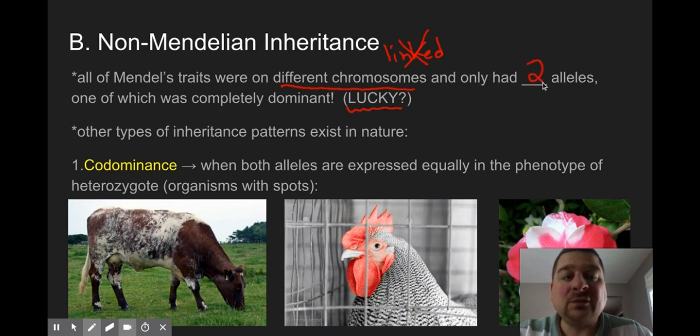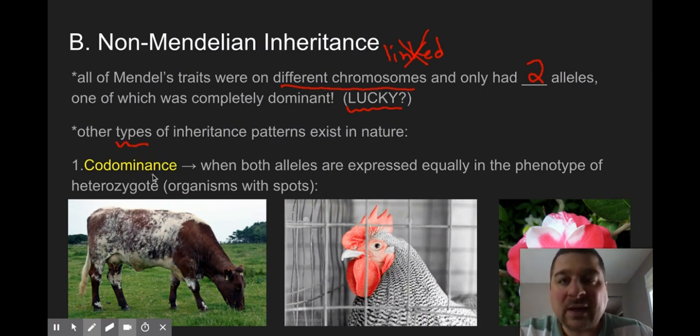They all had 2 alleles, and one allele was completely dominant over the other. So purple was dominant over white, round over wrinkled, yellow over green. But since then, we found out that there are other types of inheritance patterns that we find in nature.